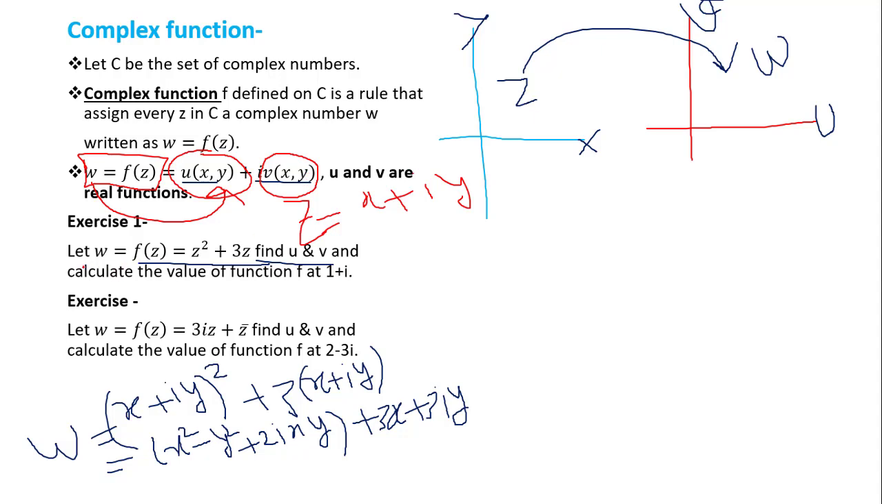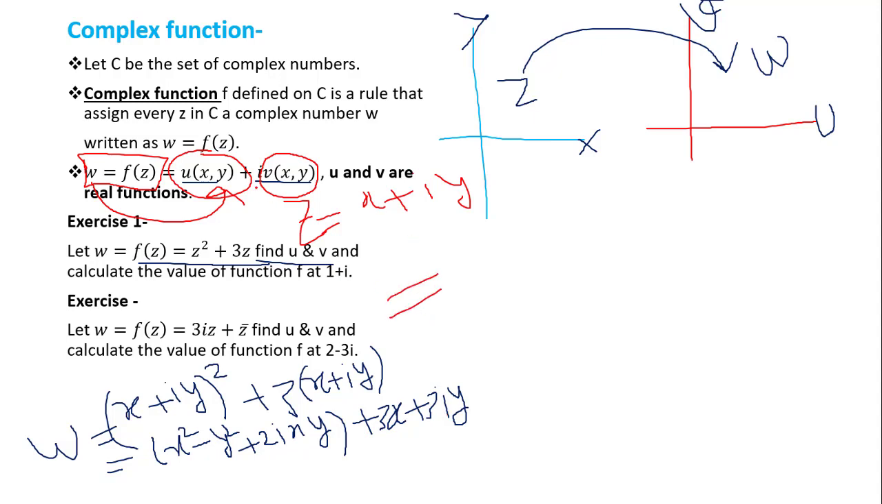Now to understand this, let w equal f(z) equal to z square plus 3z, then find u and v. First we will solve this. It's a very simple question. Put z equal to x plus iy: (x plus iy) whole square plus 3(x plus iy). Applying (a plus b) whole square, we get x square minus y square, minus because i square is minus 1, plus 2ixy plus 3x plus 3iy.